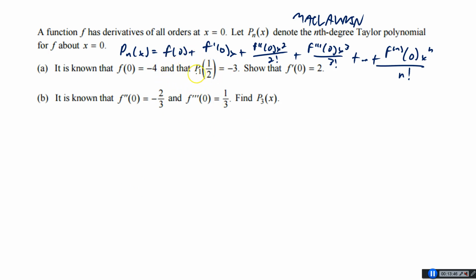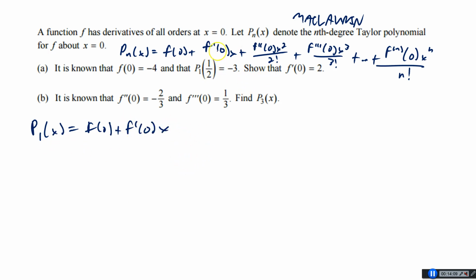And the first order Taylor polynomial of 1/2 is negative 3. So notice they put a 1 here. Okay, so first let's figure out what p1 of x would be, keeping in mind what pn of x is. You stop on the nth power of x, so that's just going to stop at x. So that's f of 0 plus f prime of 0 times x. That's it for p1 of x.